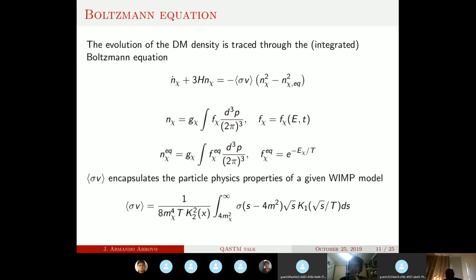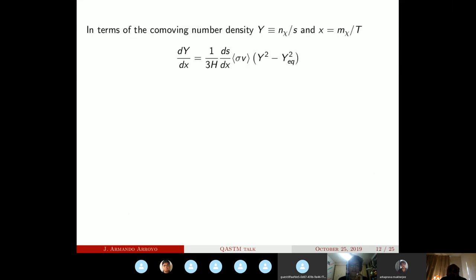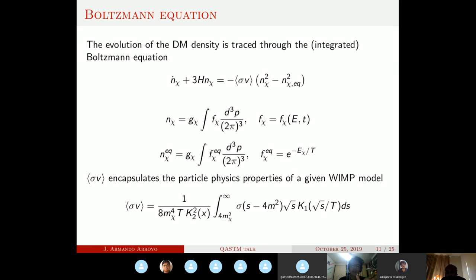Yeah, and this is what's going to encapsulate. So if one wants to study some model, this is the quantity that one is able to calculate, with K1 of root s over T, I think. Yeah, those K1 are just Bessel functions. Bessel functions of first kind and second kind. Yes, exactly. From the model, you can calculate sigma. Yes, sigma is what one is going to calculate. Yeah, and then you put it in and you can calculate the thermally averaged cross section. Yes. Okay, now I got it. Yeah, and this is, like I said, the quantity that one is looking for when studying some dark matter model, because this is what's going to encapsulate all the properties that it has.